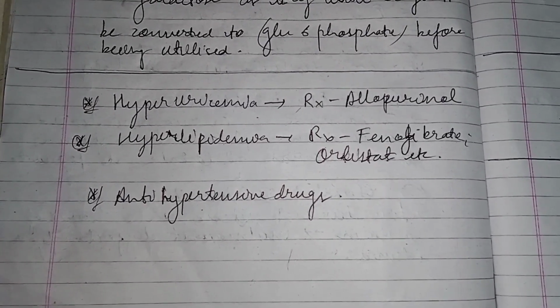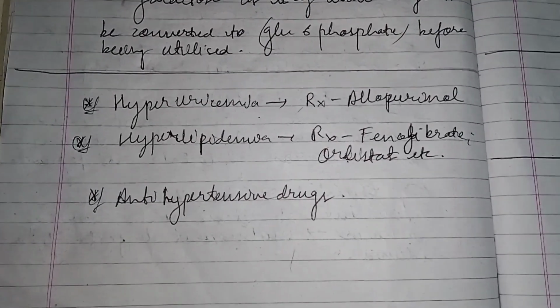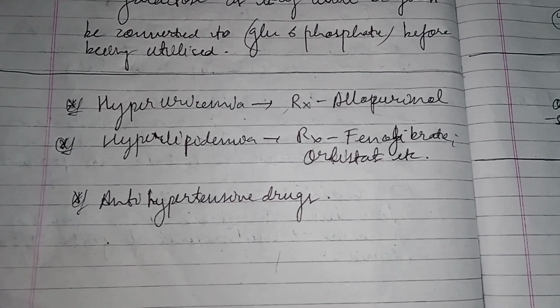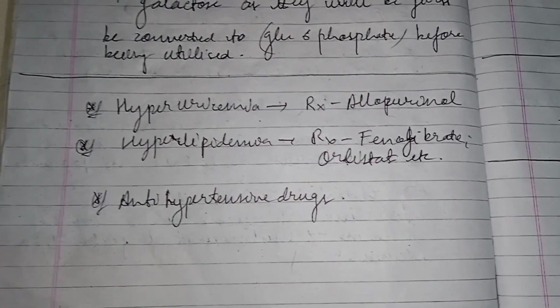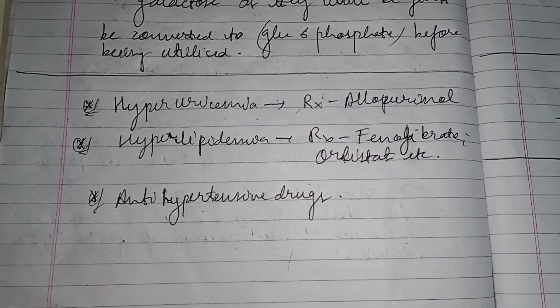For hyperuricemia, allopurinol can be used. For hyperlipidemia, fenofibrate and orlistat can be used, and antihypertensive drugs are also given in case of von Gierke disease.